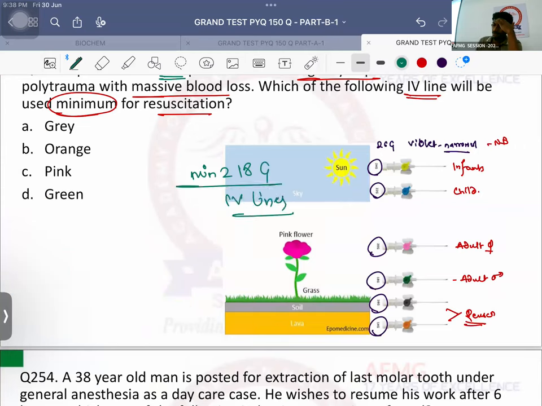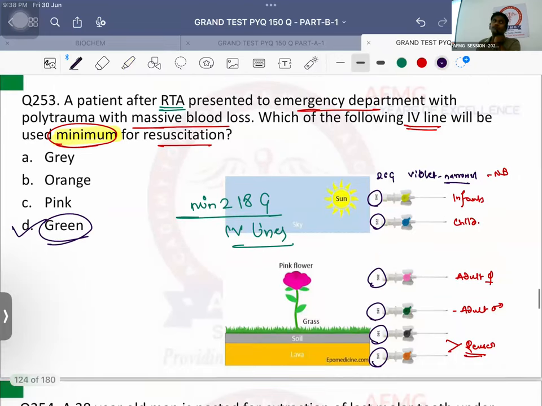Surgery ke notes kholna zara jaake ek bar. Green. Minimum pucha hai maine. Did I ask recommended? What I asked was minimum. Which minimum IV line should be inserted during resuscitation? Minimum 18 gauge IV lines, that is green colored IV lines, are to be inserted. Recommended will be orange followed by gray. But minimum pucha jata hai, that means iske niche koi nahi, that is green color IV line.